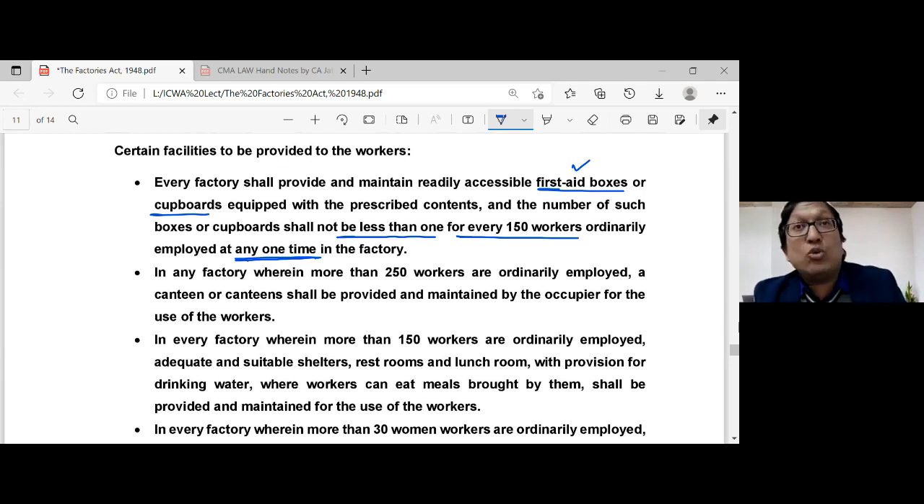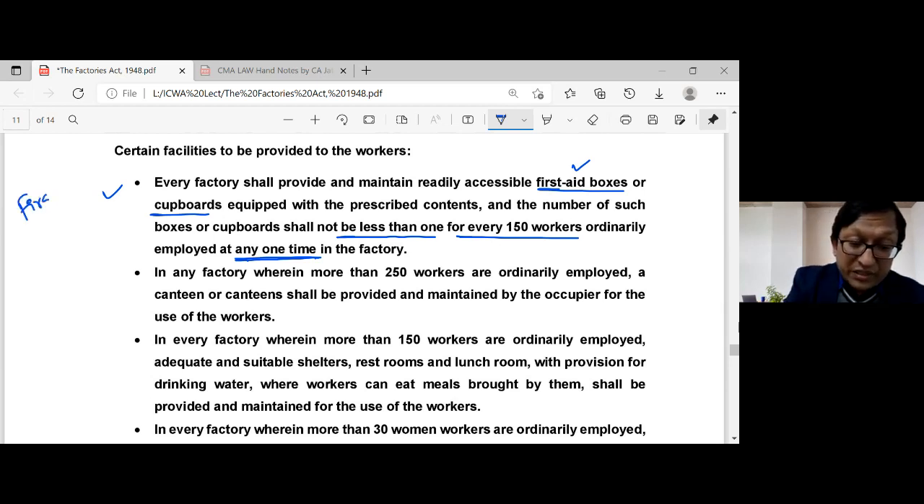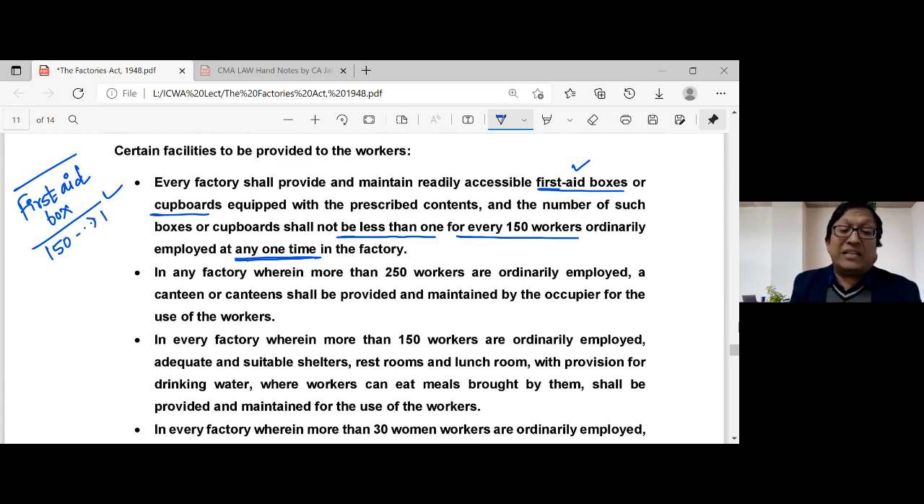Say if presently 200 workers are working in your factory, then you need to have at least one first aid box or cupboard equipped with the prescribed contents like medicine and bandages. Those things must be there. Basically, they are emphasizing the first aid box. It should be one for every 150 workers. We need to have a minimum of one first aid box.